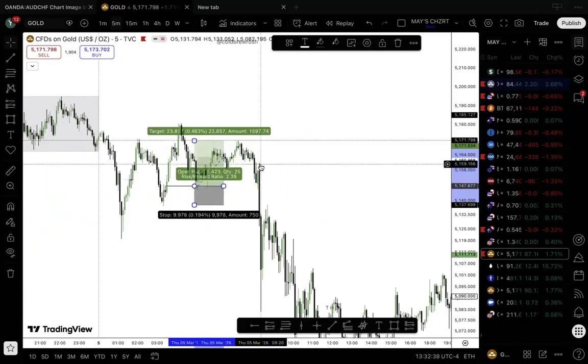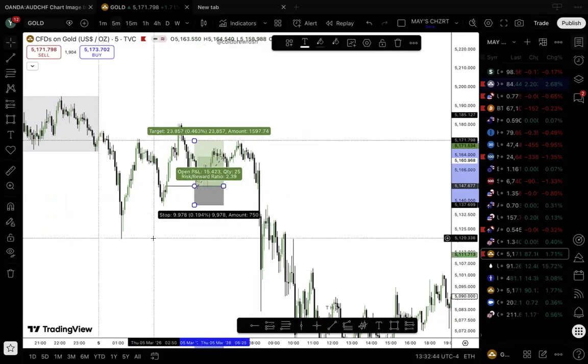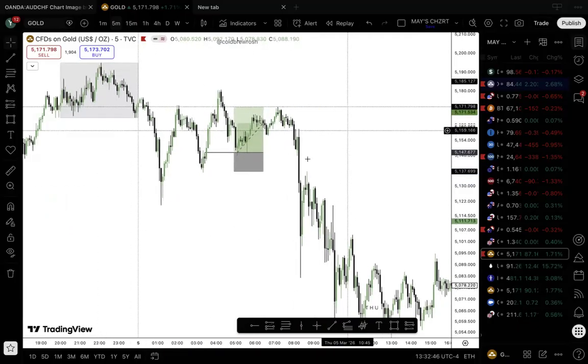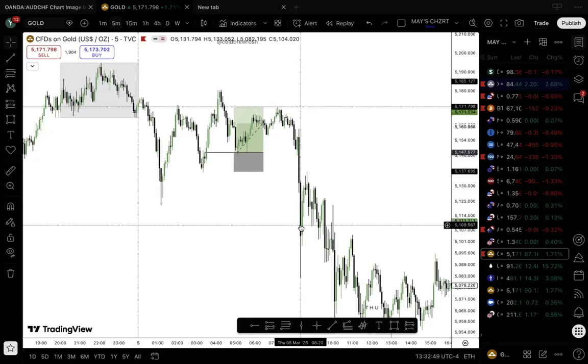Going into the New York session, price breaks market structure. Very, very strong close below old lows. And what I have seen with traders is when they see this, they start lamenting, oh, it's left me. Oh, no, I'm supposed to sell this. And when it sells off here, they start to sell.